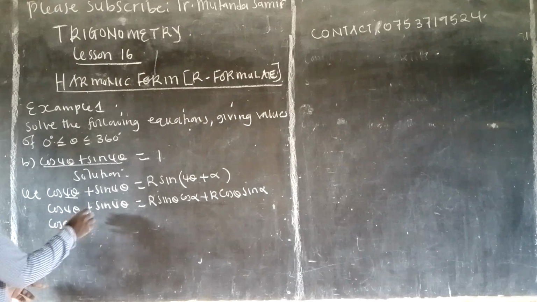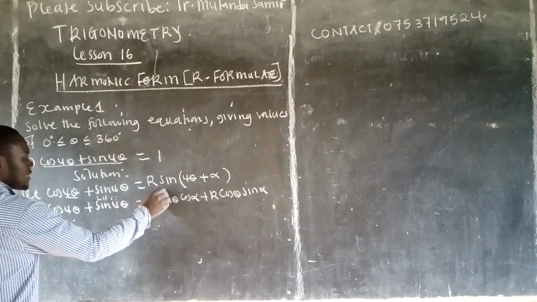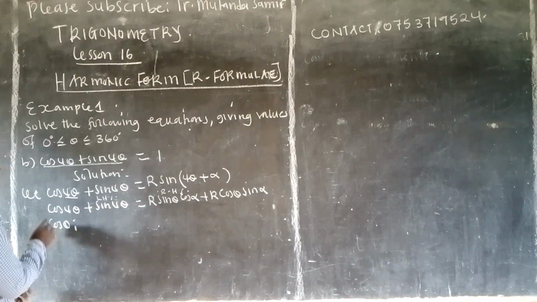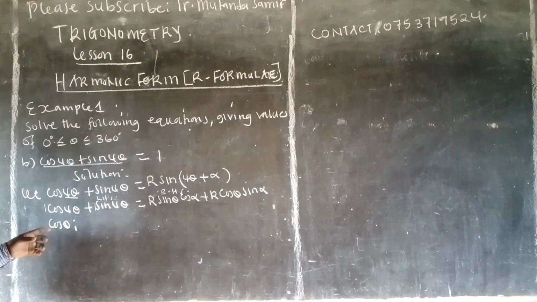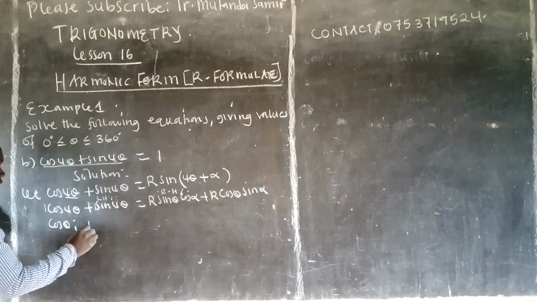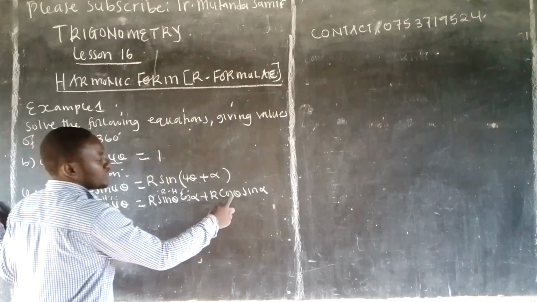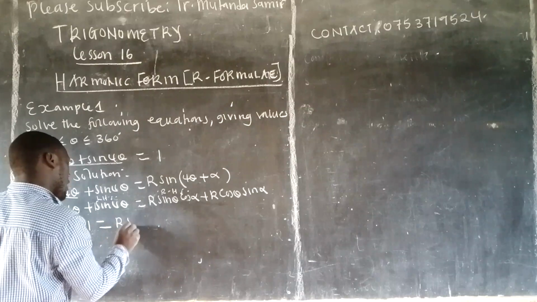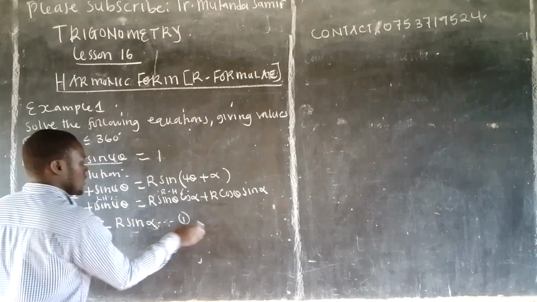Now, this one here is our left-hand side. Beyond the equal sign is our right-hand side. So let's compare coefficients of cos theta. Now, the coefficient here, there's a silent one there, if you can see. So, coefficient of cos theta this side, we have 1, is equal to coefficient of cos theta this side, which is r, when you cover cos theta, r sine alpha. So it will be r sine alpha. That is equation number 1.